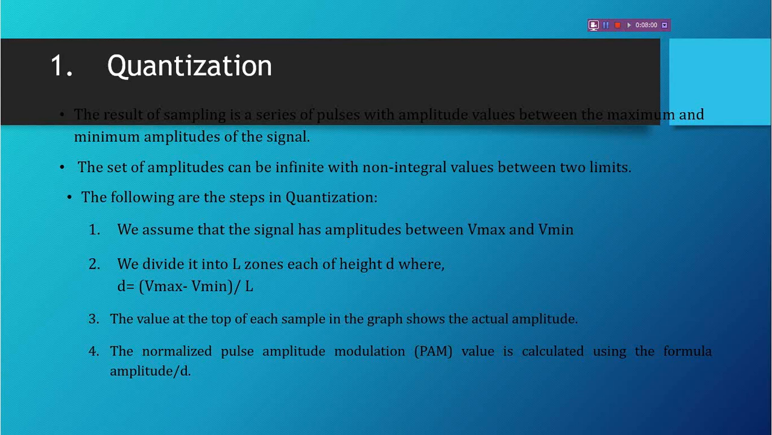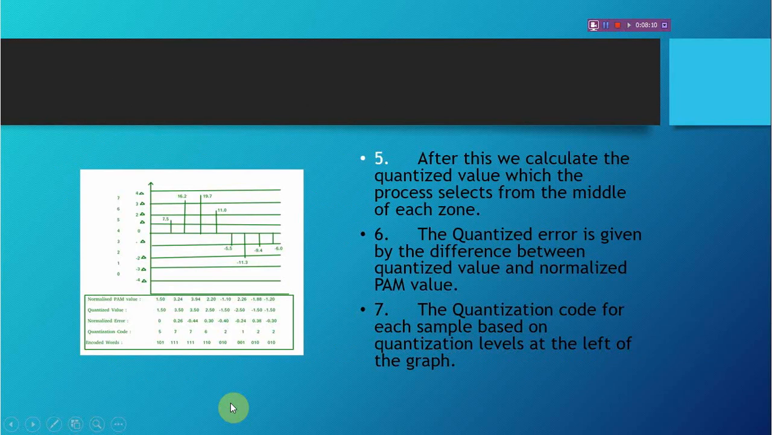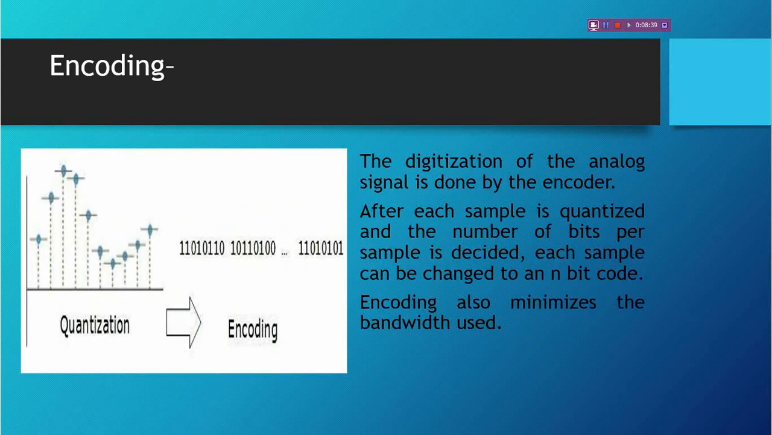The normalized pulse amplitude modulation value is calculated using the formula amplitude by d. After this, we calculate the quantized value, which the process selects from the middle of each zone. The quantization error is given by the difference between the quantized value and the normalized PAM value. The quantization code for each sample is based on the quantization level at the left of the graph. Okay, so this is the method to quantize the sample output.